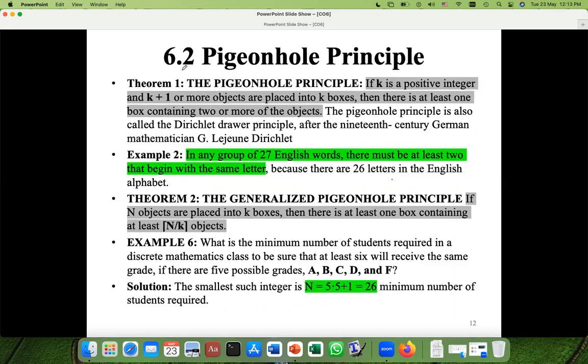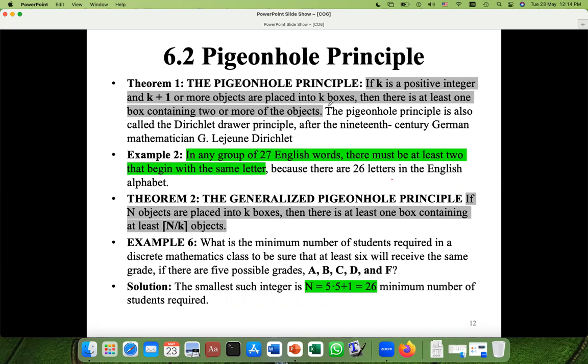Now we are going to start with the pigeonhole principle. The name is just a frightening name, but actually there is nothing in this topic. It's simple. So don't be afraid of this name, pigeonhole principle, okay? So what is this pigeonhole principle?